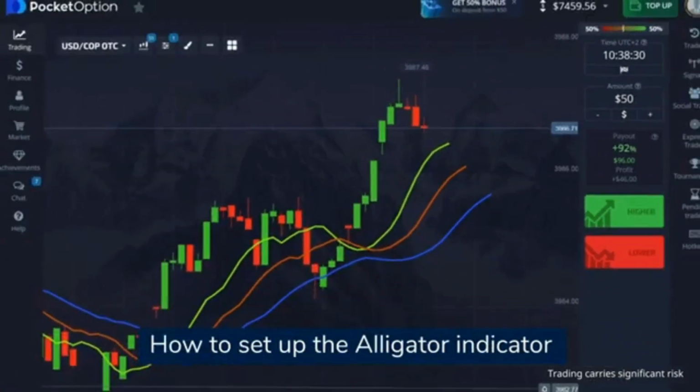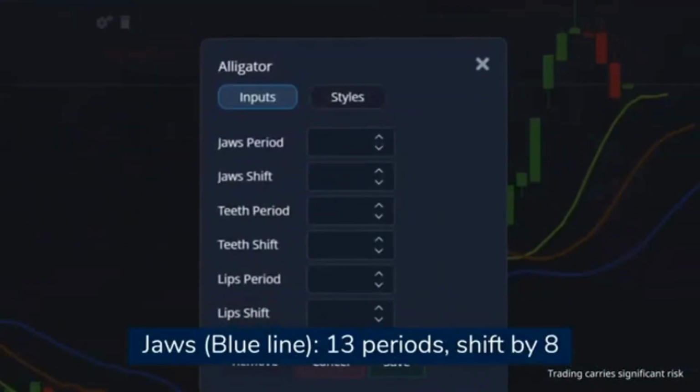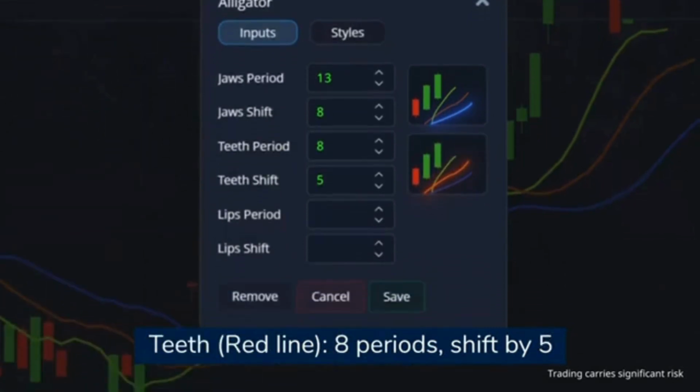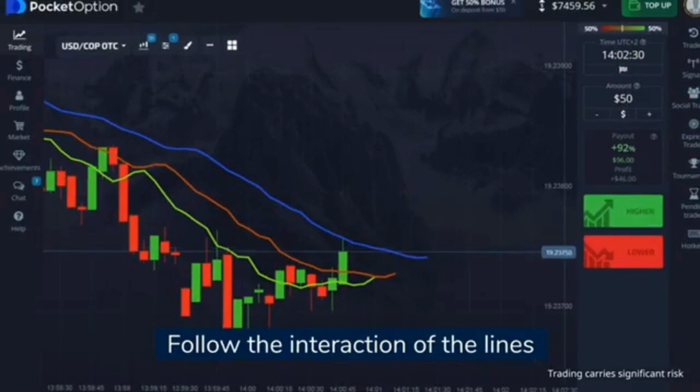How to set up the Alligator indicator for quick trades. Set the following values. Jaws, blue line, 13 periods, shift by 8. Teeth, red line, 8 periods, shift by 5. Lips, green line, 5 periods, shift by 3. Follow the interaction of the lines.